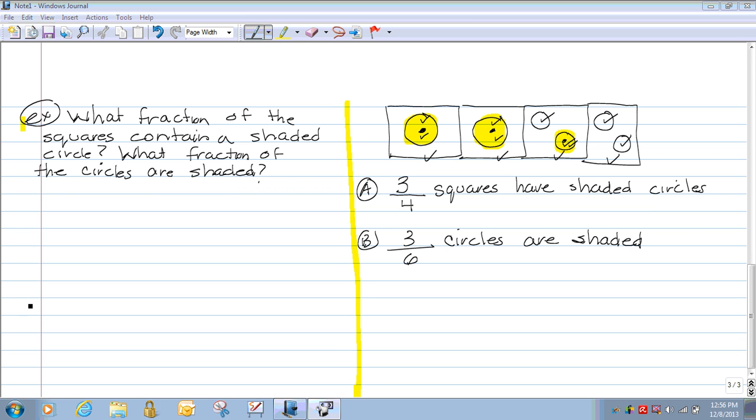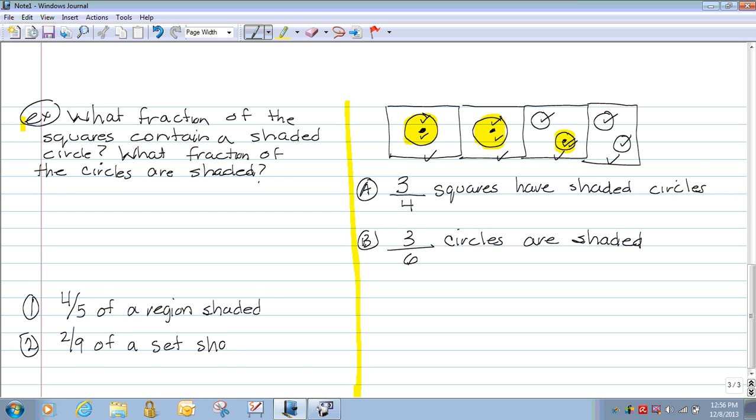Okay, for class, if you would do these 2 examples, bring them in worked. I would like for you to draw your choice with the fraction 4/5 of a region shaded. And then the second one, I would like for you to do 2/9 of a set shaded. Okay, give that a try and we'll see you tomorrow.